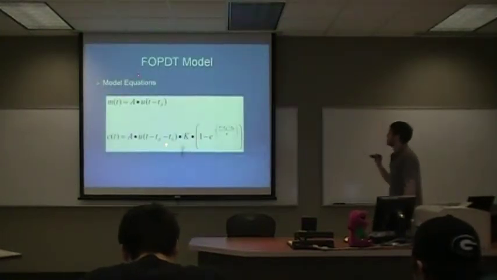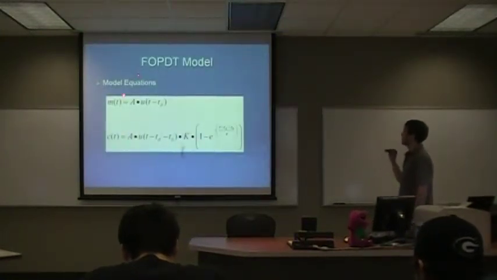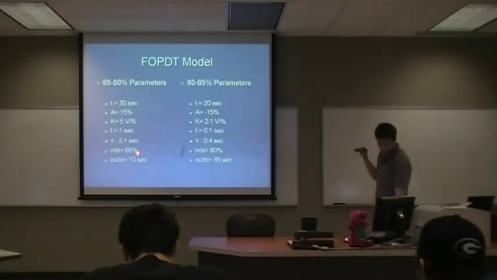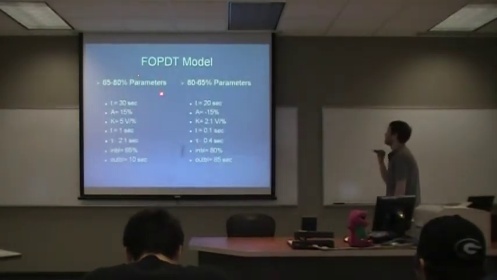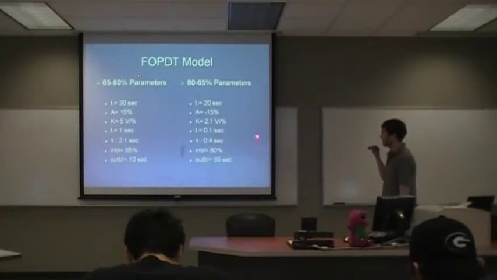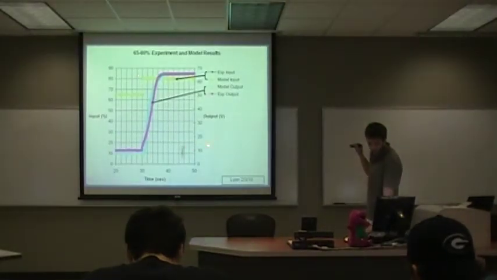Here is the FOPDT model. These are the equations used for the manipulated input and then the controlled output. These are the FOPDT model parameters for a step size from 65 to 80% in both the up and down directions. Of course, we have our time constant, tau, our gain of 5 volts, and then in the step down 2.1, which I will show in the graph.